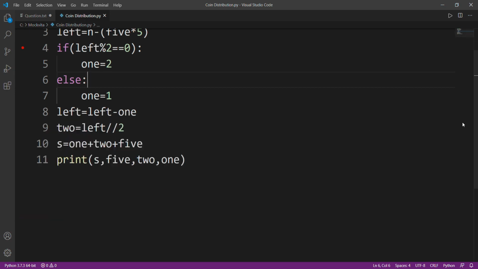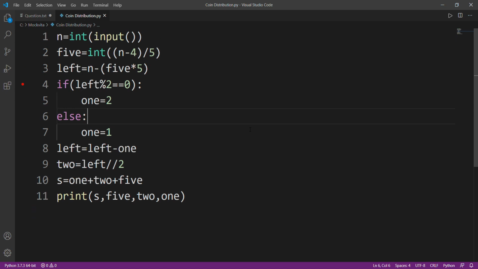So basically this was our code for coin distribution. I hope you have understood this. It was pretty simple. We only had to find some sort of pattern. We only had to determine how many values we can freely use 5 for. And once we did that, the question was a piece of cake.